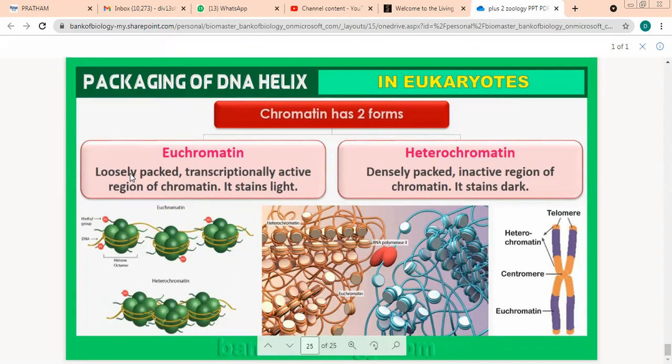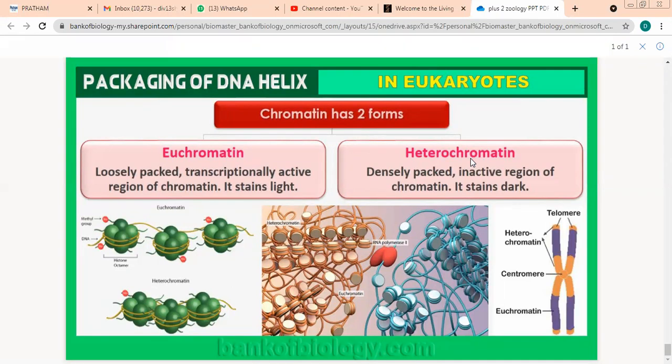So how do we have the differences? Euchromatin is loosely packed, and here, beta, chromatin threads are very close to each other. So this is densely packed. This is the active region. This is the inactive region. This stains light. This stains dark. If you stain it with any color, dark color will always be taken by which chromatin? Heterochromatin or euchromatin?